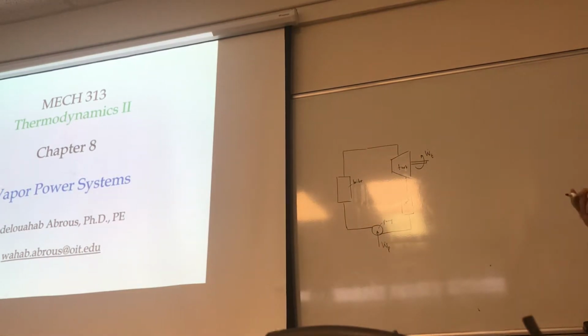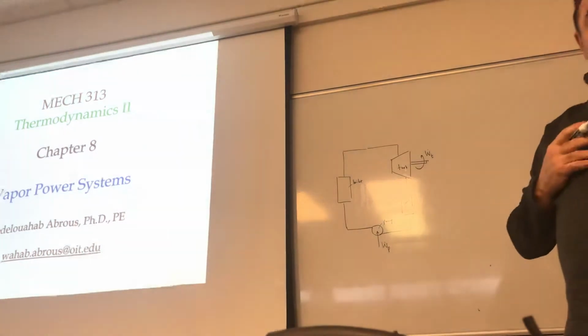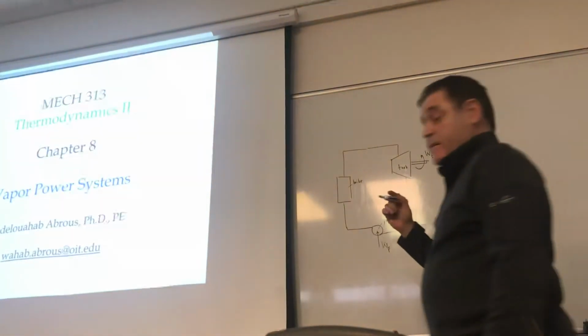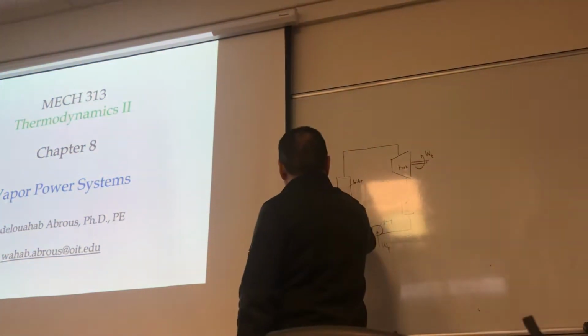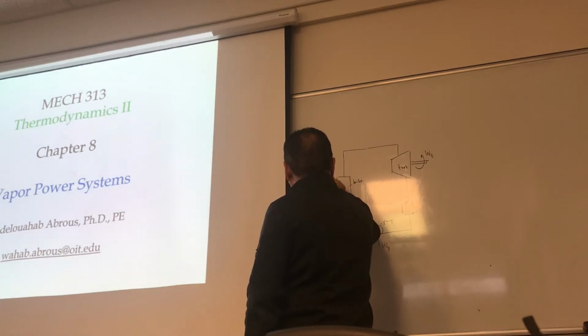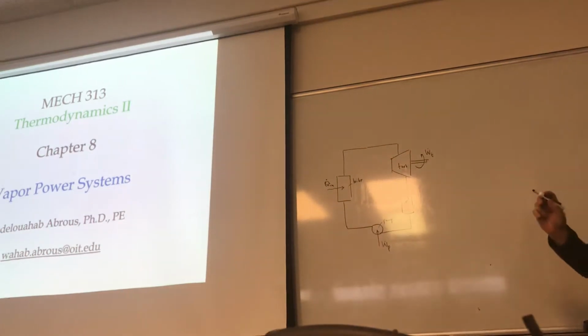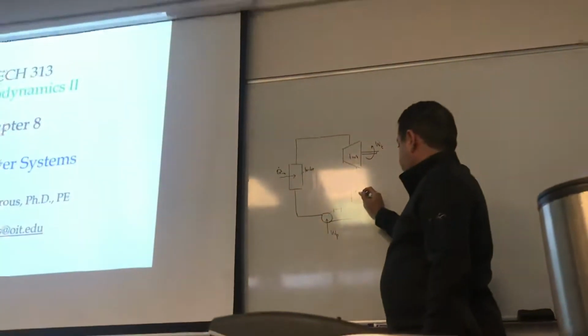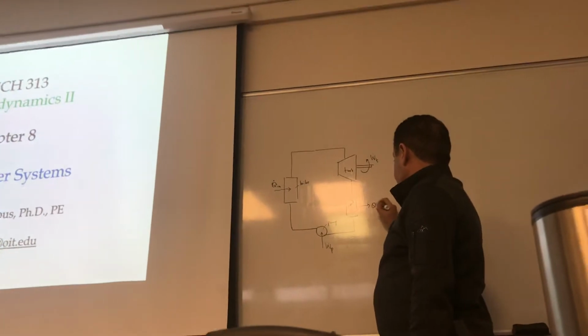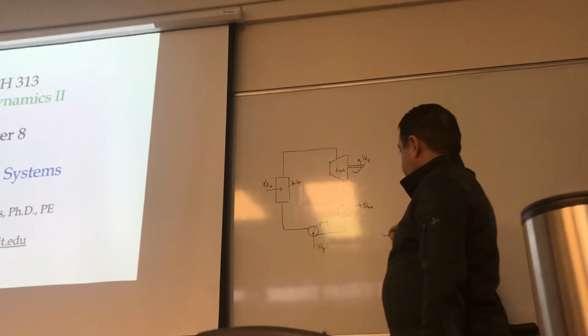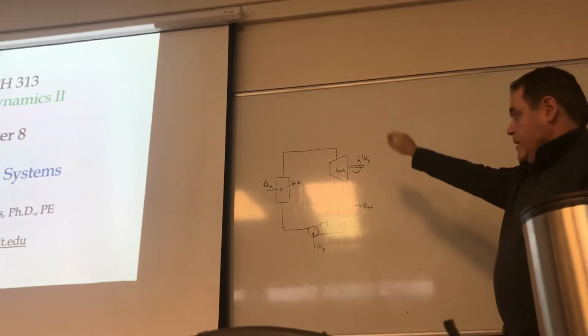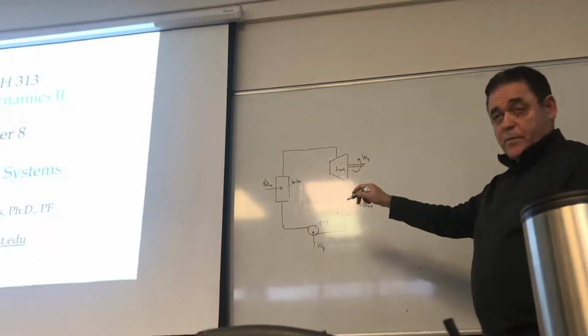What's the role of the boiler? To add heat to the system, right? So we call this Q in, and the role of the condenser is to reject heat, Q out. Okay. So the cycle is going in a clockwise direction, right?